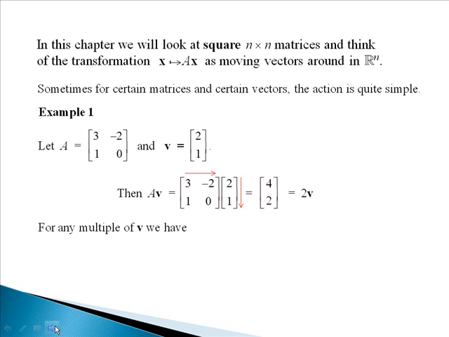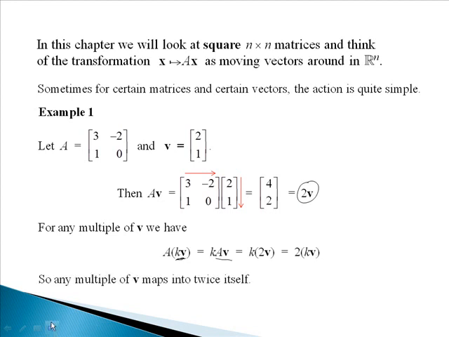So for any multiple of v, we have this relationship happening. If we multiply v by k, then when I multiply that by my matrix A, remembering our rules of matrix multiplication, I can pull that scalar out, and we know that A times v from up here was simply 2v. So I've got my scalar times 2v, which is 2 times kv if I move it around again. So any multiple of v maps into twice itself.